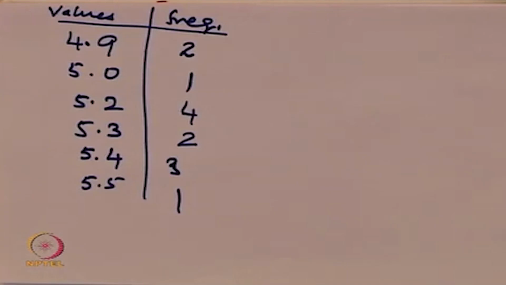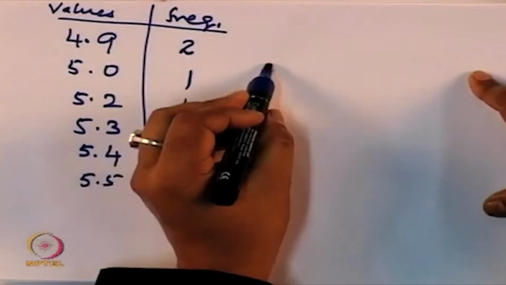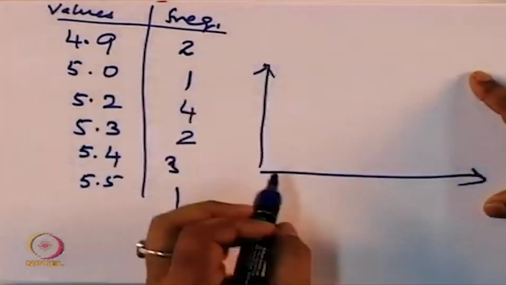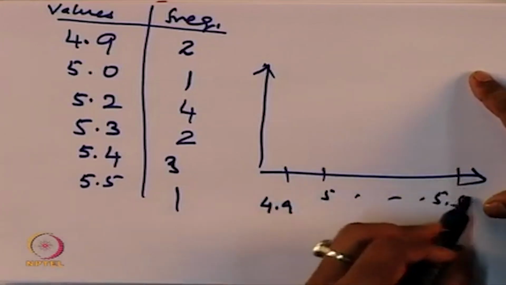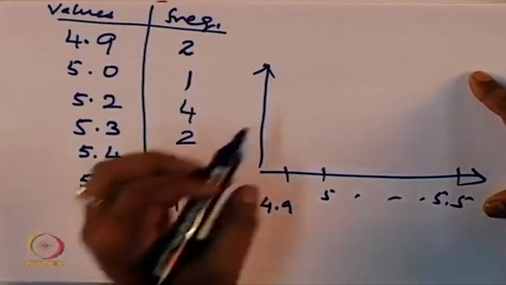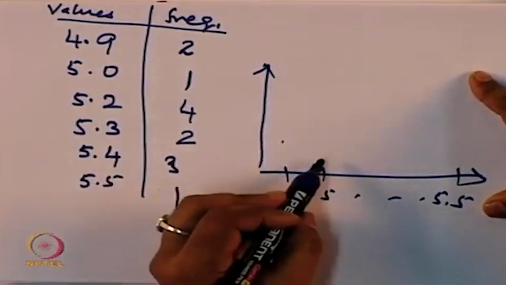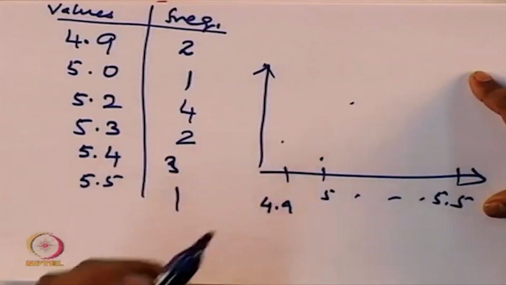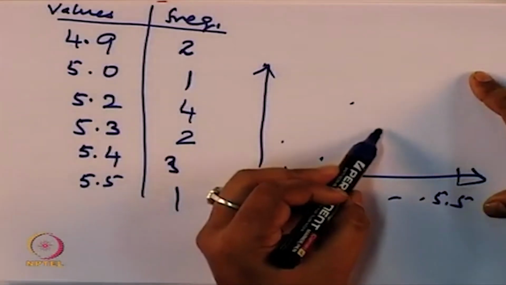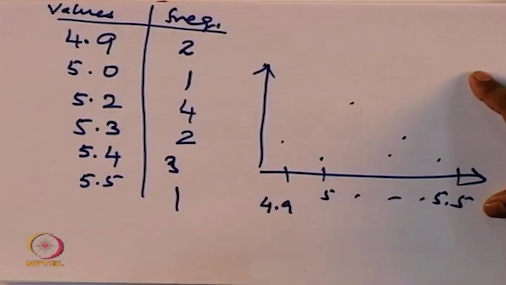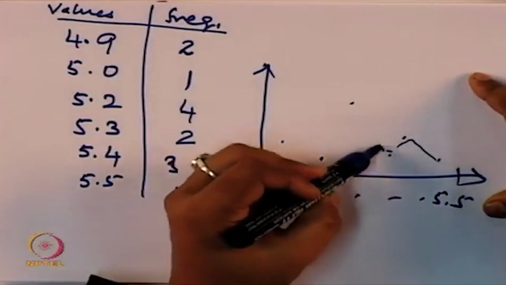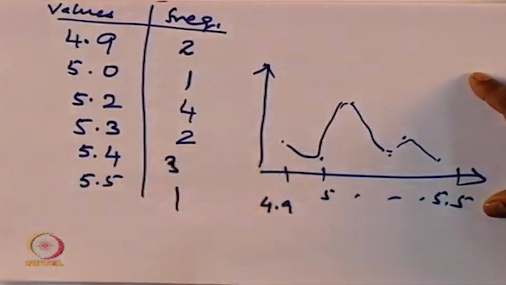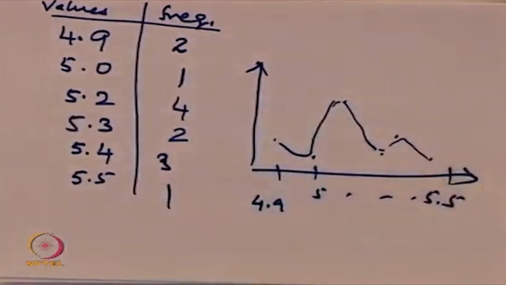So, the very fact that I have converted this into a frequency plot would mean that eventually you would plot this data as a histogram. So, these are your individual values 4.9, 5, so on and so forth. This is your 5.5 value, and what I can see is, this is 2, 1, then I have a maximum of 4, then I have 2, 3, 1. So, if I were to connect these data, my curve would look something like this. So, the histogram looks something like this.